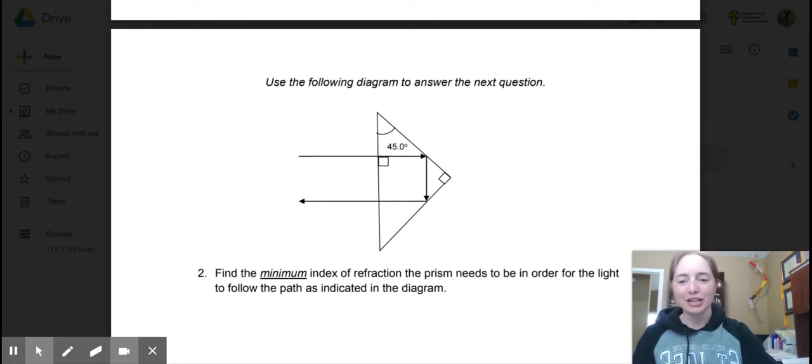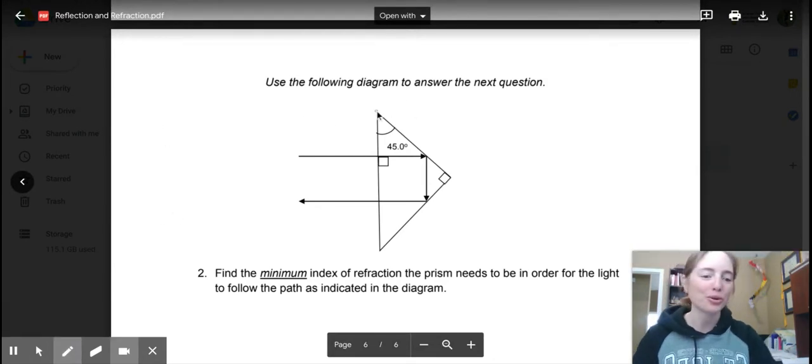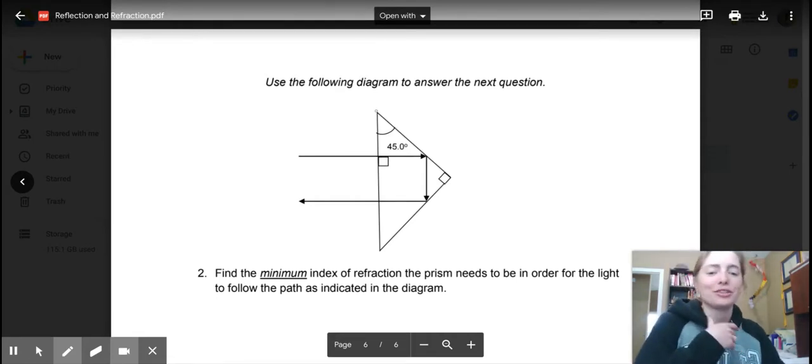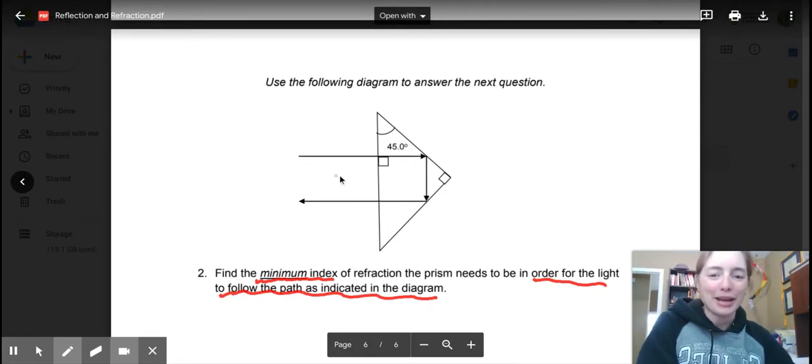As I mentioned earlier in the notes, our question number 2 is dealing with our total internal reflection concept. Let's look at the question and determine how we know this. When we read our question, it asks for the minimum index of refraction the prism needs in order for the light to follow the path as indicated in the diagram. We have a beam of light coming in here, bouncing off the wall of the prism, bouncing off here, and then exiting.